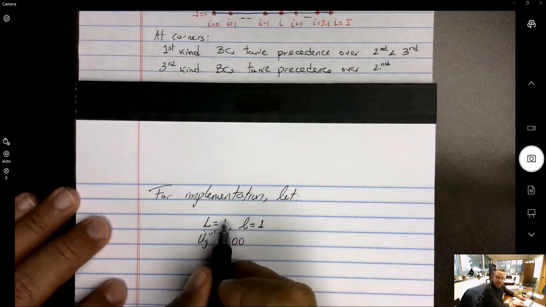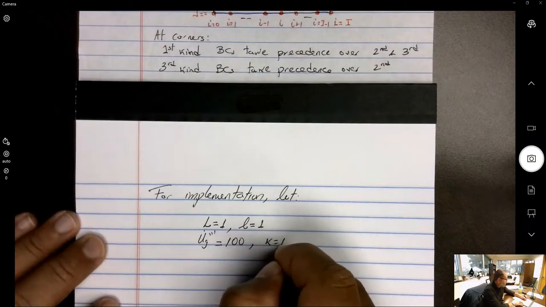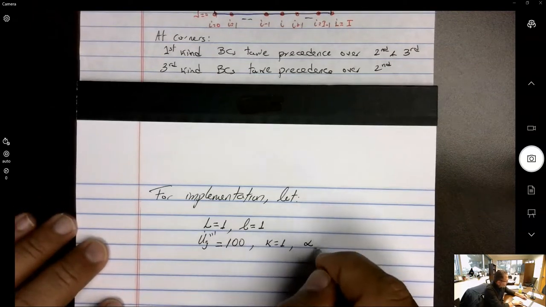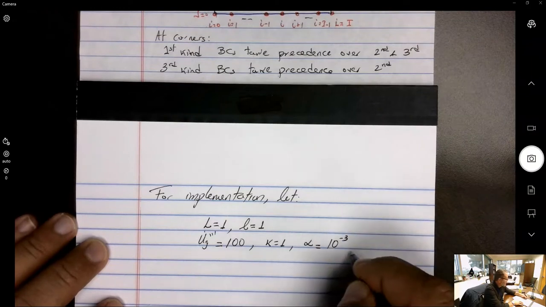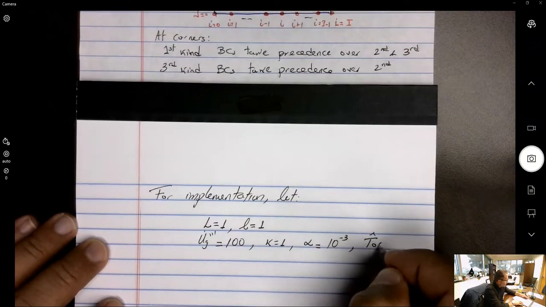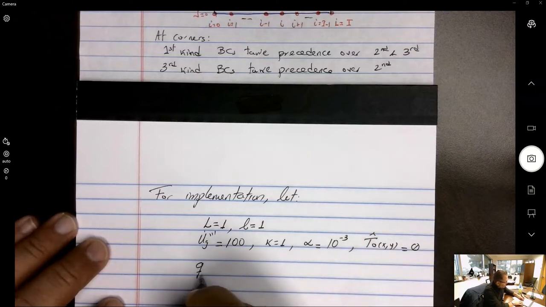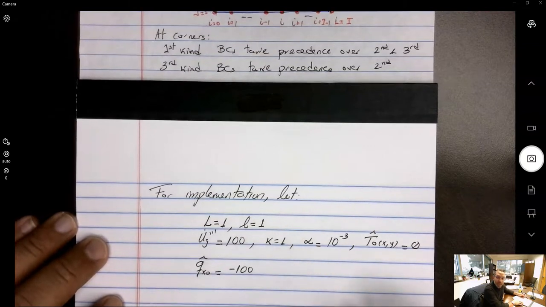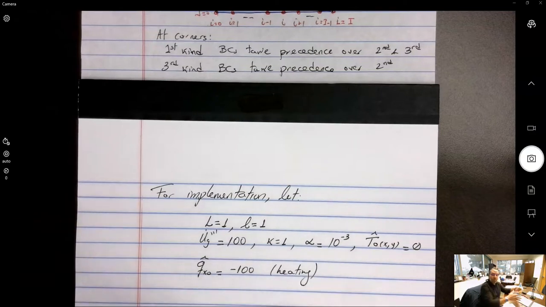Whatever those units are, this can be meters, so this will be watts per meter cube. K is equal to 1, so this will be watts over meter Kelvin. Alpha, remember that's in meter squared over second. Let's make it 10 to the minus 3. Let's make the initial condition be equal to 0. Let's make the flux on the left-hand side be equal to minus 100 watts per meter squared. The negative number means heating. You can do that by looking at the sign of the heat flux.